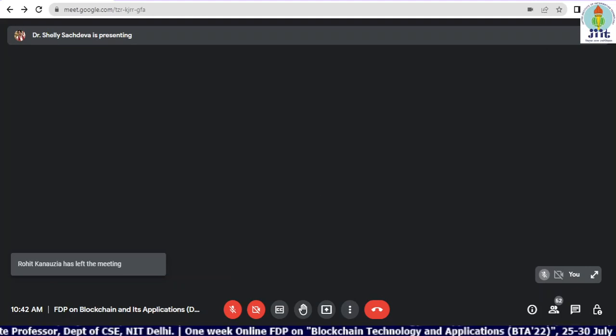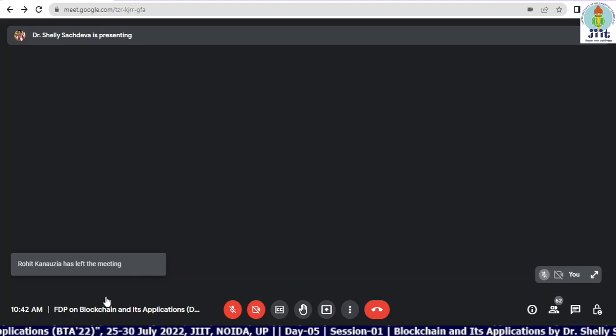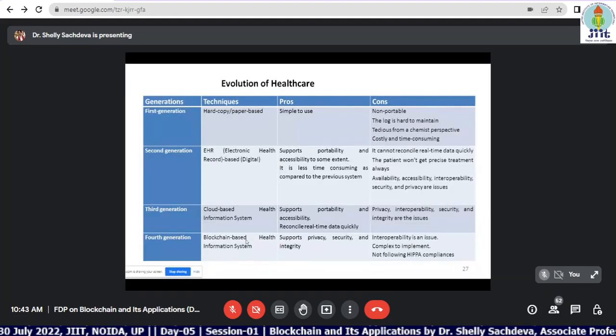Don't consider it otherwise. I just decided that the hard copy can be placed as the first generation, the electronic health records as the second generation, and then with the entrance of the cloud, the cloud-based health information systems which are being developed, I place them into the third generation. And later on, what was being seen in the healthcare sector was the blockchain-based health information systems. So I thought, after the cloud, this involvement has been done, so let us put this into a fourth generation of health information systems.